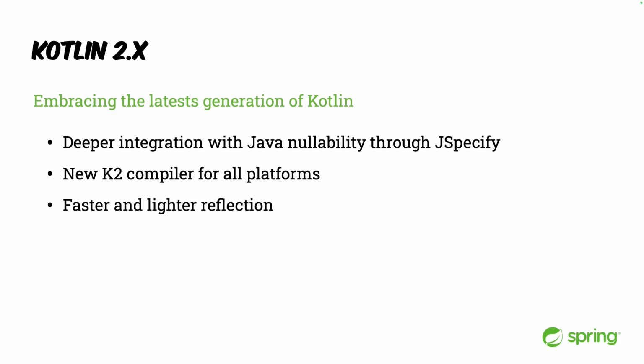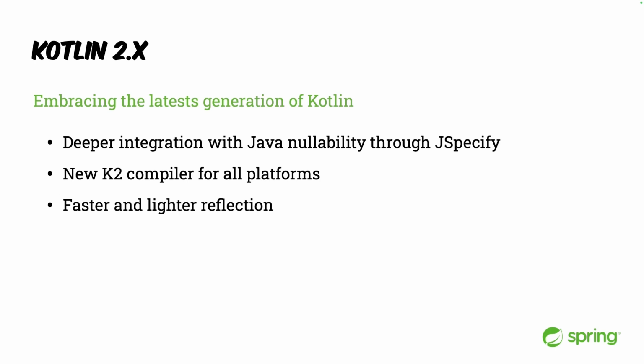Kotlin 2.x. We are embracing the latest generation of Kotlin. So we have deeper integration with Java nullability through that JSpecify, which I just went through. This eliminates null pointer exceptions at the language boundary. There's a cleaner API experience with consistent null safety between Spring and Kotlin, and no more of those defensive null checks when moving between languages.